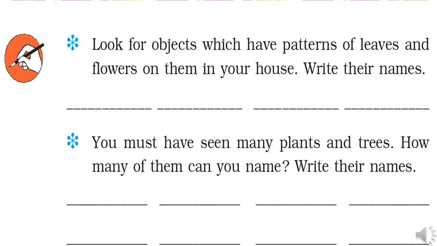Now, let us do some work. Bring your notebook, pause the video and write your answers in your notebook. Look for objects which have patterns of leaves and flowers on them in your house. Write their names. Here, only 4 blanks are given, but if you are able to observe more than 4 items, if you have a long list, you can write them all. Second question, you must have seen many plants and trees. How many of them can you name? Write their names. This you can do. You can take help from your family members also.